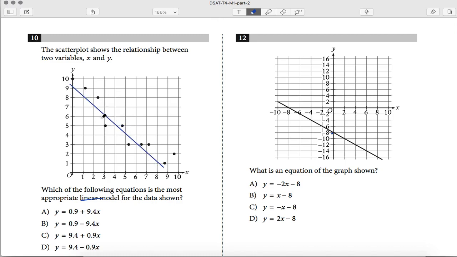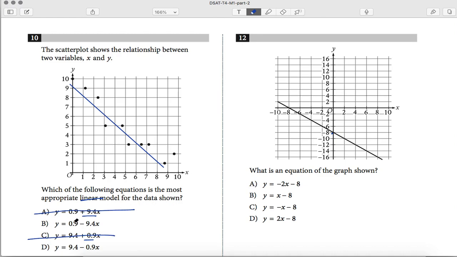So it's something like this. First thing to note is that this line has a negative slope. So I'm going to eliminate all choices with a positive slope. So positive here. So eliminate C, eliminate A. So which one is the right choice, B or D?